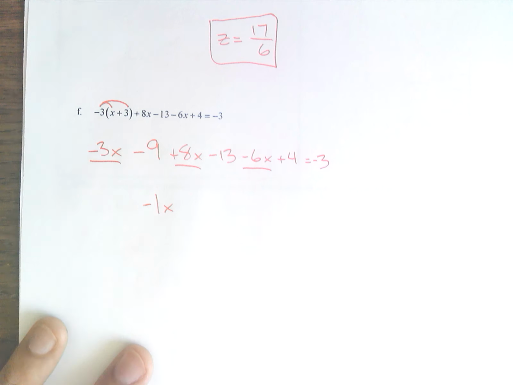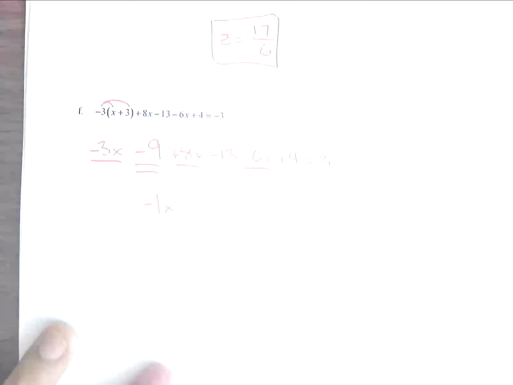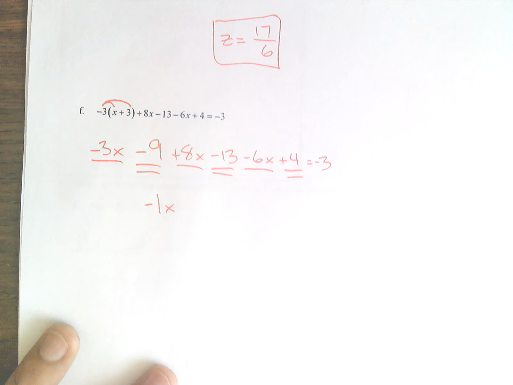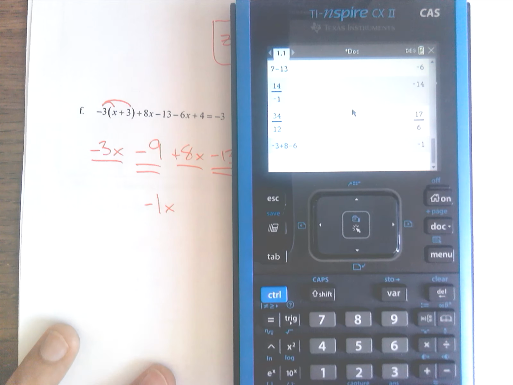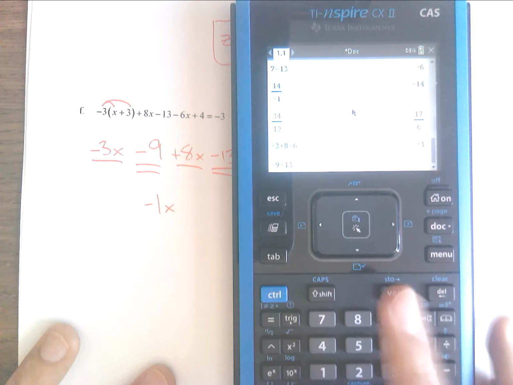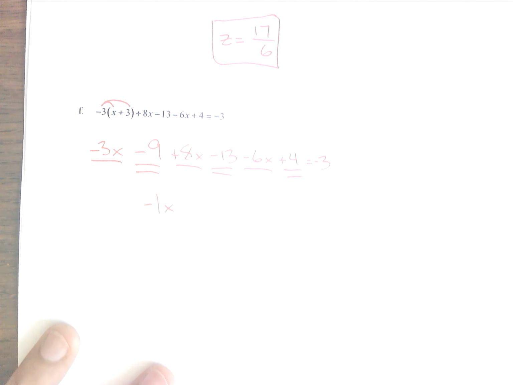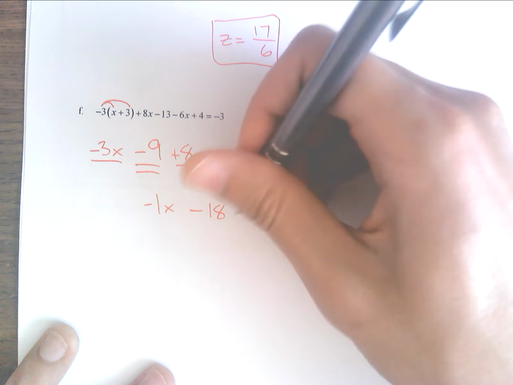Now we combine our numbers. We have negative 9. We have negative 13. And we have positive 4. So negative 9 minus 13 plus 4 gives us negative 18. So we have negative 1x minus 18. And then we'll bring down the equals negative 3.